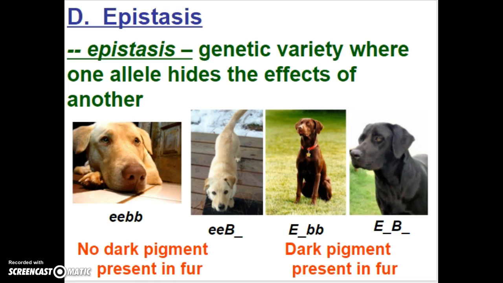Epistasis is another condition in animals that is a complex inheritance pattern. This kind of gives variety where one entire allele hides the effects of another. In Labrador retrievers, you have your yellow, white, chocolate, and black labs, all depending on the genotype that they have. There may be no dark pigment present, and that would be the variety of either the yellow or the white, and a dark pigment present would be either the chocolate or the black.